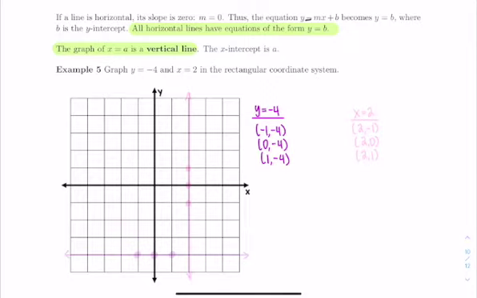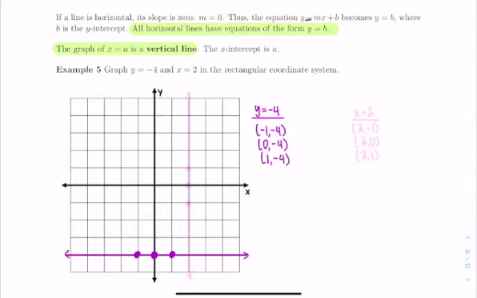So let's go ahead and plot these 3 points, and then you'll see that you would get a horizontal line. We have -1, -4. We have 0, -4, and 1, -4. And so as you can see, when I connect these points, I get a horizontal line with a y-intercept at 0, -4.